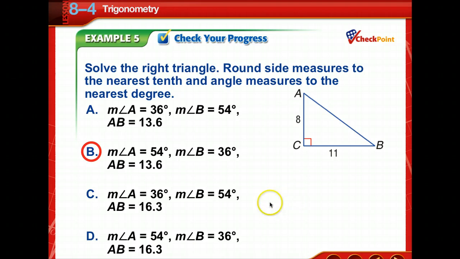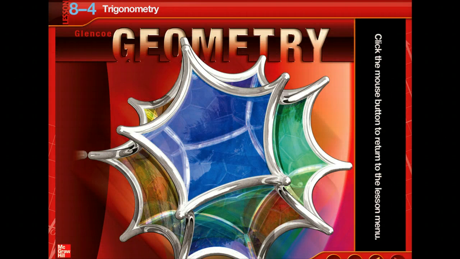Okay, very good. To find B, I'm taking the tangent of B because I've got opposite and adjacent. So the inverse tangent of 8 divided by 11 is 36. That means 90 minus 36 is 54. 8 squared plus 11 squared is equal to segment AB squared. So 185 is equal to C squared. Take the square root of both sides. C is equal to 13.6, or side AB is equal to 13.6. Very good. You're ready to begin the exercises.